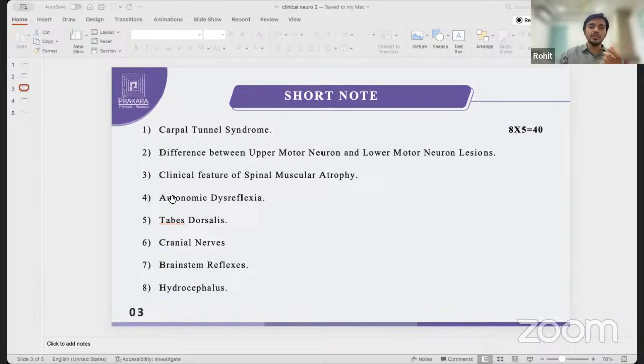SMA type 3 is also known as juvenile SMA. In this disease, the onset is beyond 18 months, that is usually early or late in childhood. The child walks independently, but there is proximal weakness, and usually the survival is not beyond adulthood.